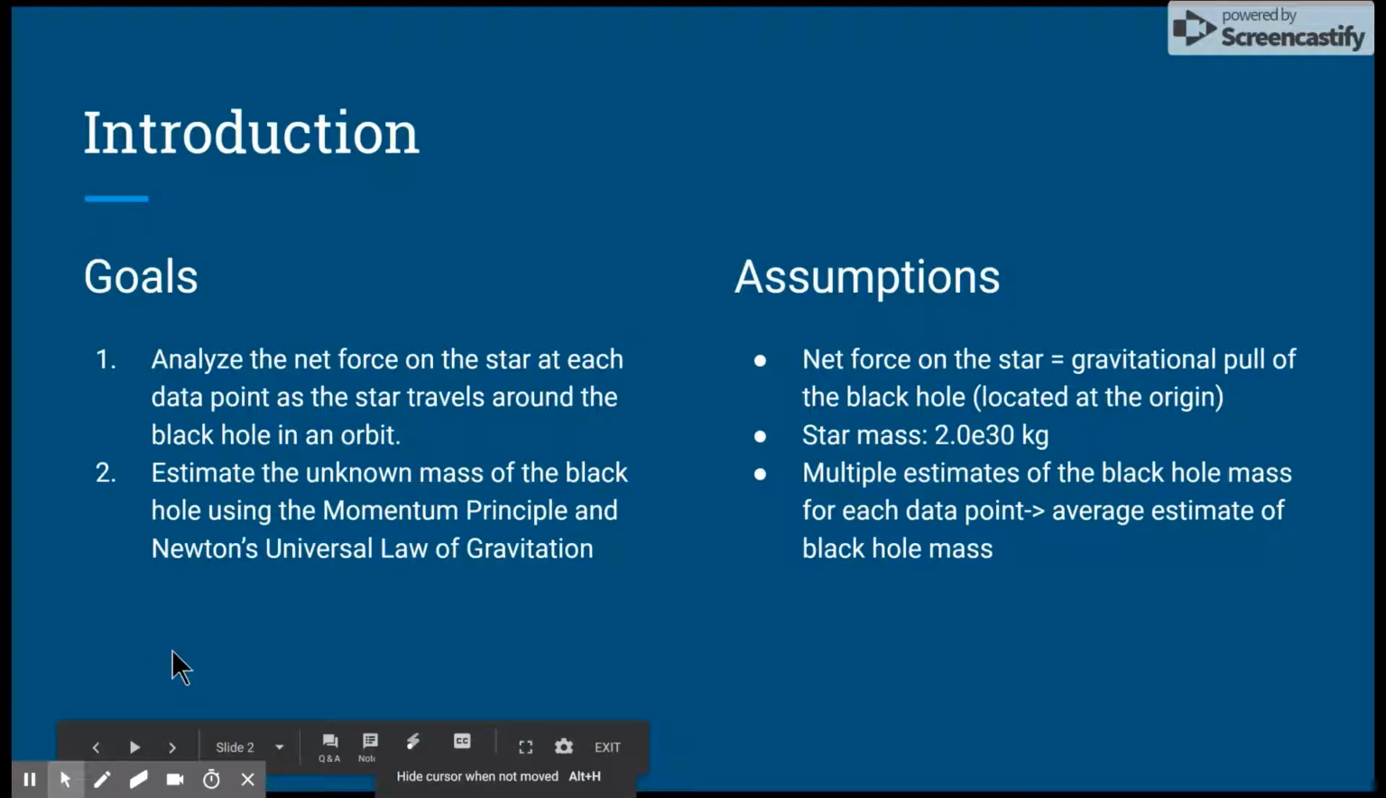Furthermore, since I am using the observed star position versus time data to estimate the mass of the black hole, there will be multiple estimations of the mass since the net force is changing in the star's orbit. Therefore, there will be issues in determining a precise mass of the black hole, so an estimation of the average masses found will have to suffice.